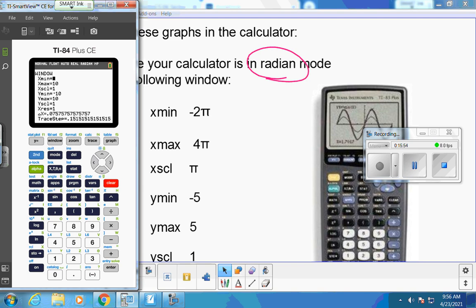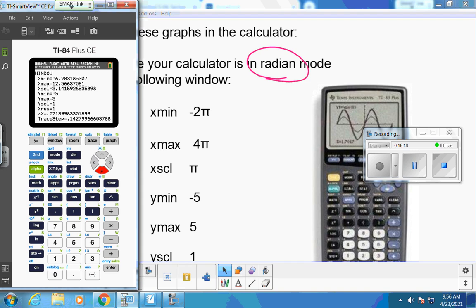The x minimum, she's making -2 pi. Again, the pi button is second caret key. The x maximum, she's making 4 pi. And I just noticed they converted that pi to decimals, which is super cool. I didn't see that coming. The x scale, she's actually making that pi as well. Y minimum -5, y maximum 5, and scale is 1.